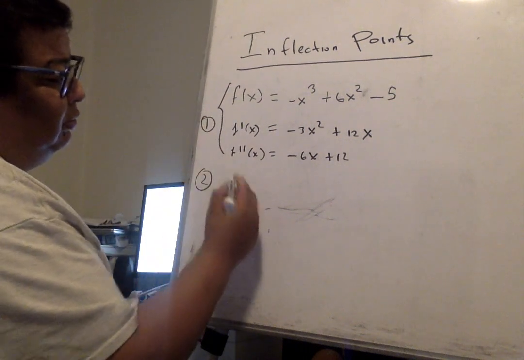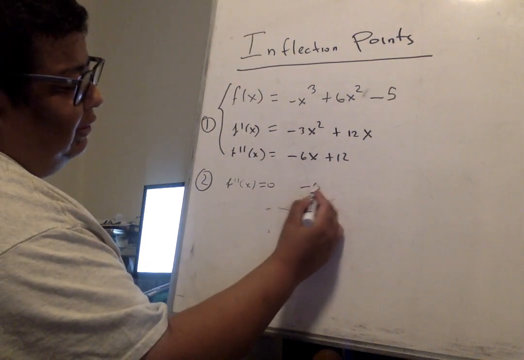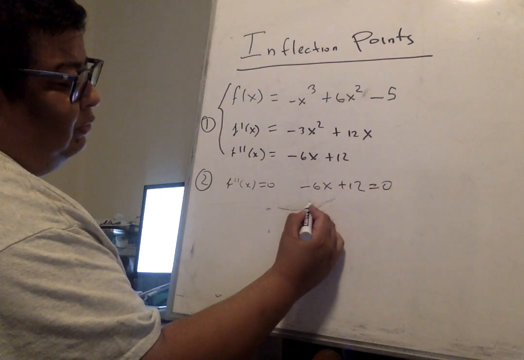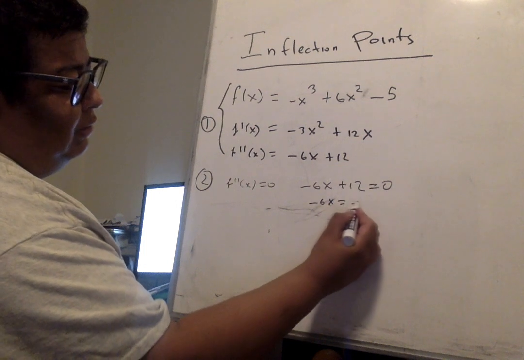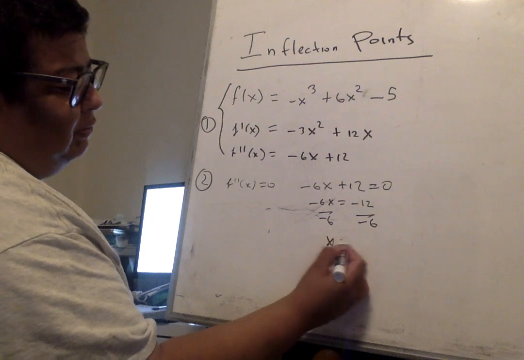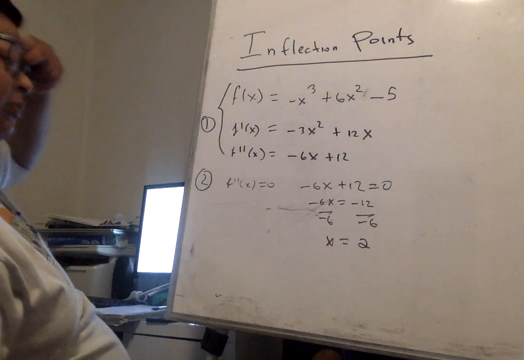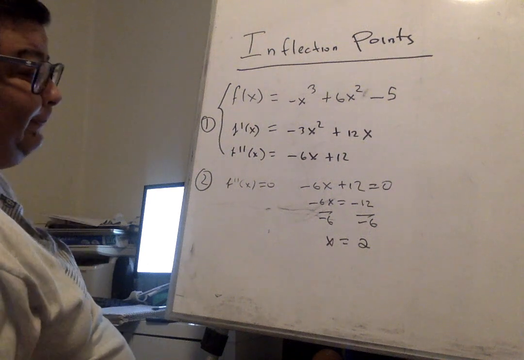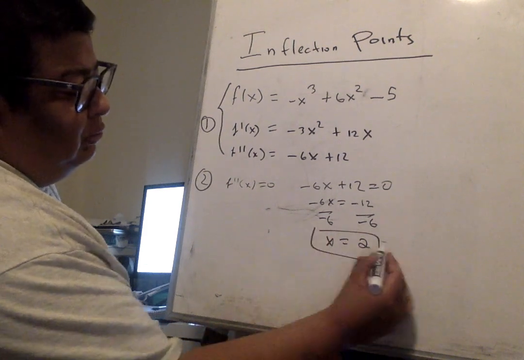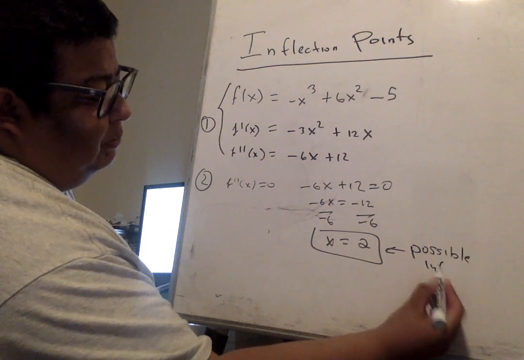Second step is to set f double prime of x equals 0. That means that negative 6x plus 12 equals 0. So negative 6x equals negative 12, divided by negative 6, divided by negative 6. So x equals 2. So 2 is a possible inflection point.